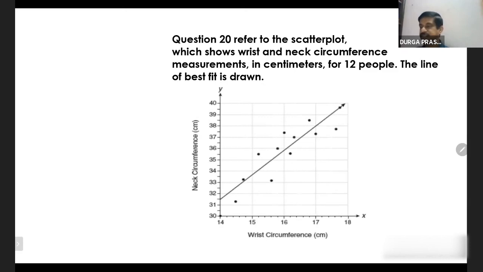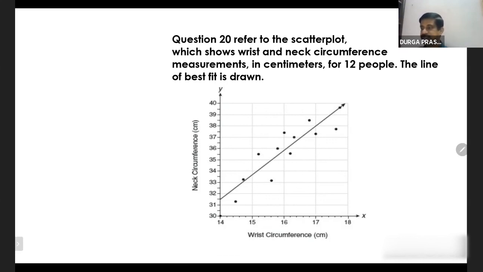So now let us see. So this is the thing that is given. Neck circumference and wrist circumference. On the x-axis it is wrist circumference. On the y-axis it is neck circumference. So the line of best fit is shown here. So we have some points, actuals, what is happening.